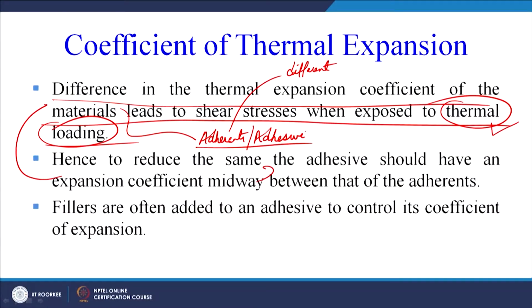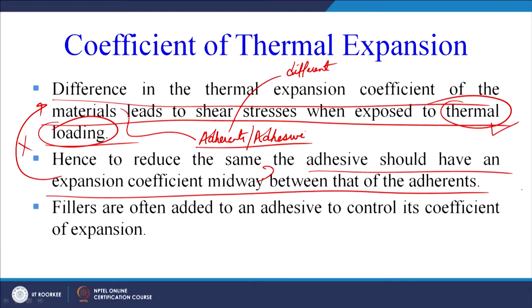So to reduce the problem highlighted in point number 1, we have to avoid it. How can we avoid it? We can reduce this effect. The adhesive should have an expansion coefficient midway between that of the adherents. We can choose the adhesive, as I told in the beginning of today's session also, that there are 3 steps to make an adhesive joint: preparation of the surfaces, second is application of the adhesive, and third is consolidation by application of heat and pressure, as well as curing of the adhesive. So the selection of the adhesive also is very important, which I have emphasized there also.